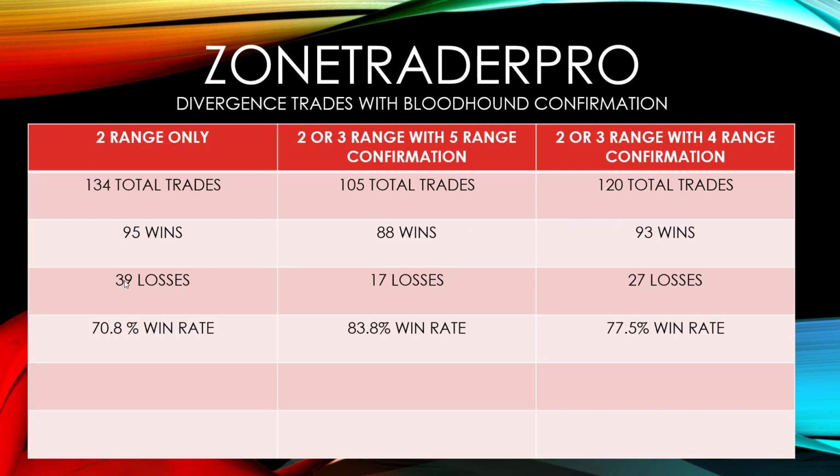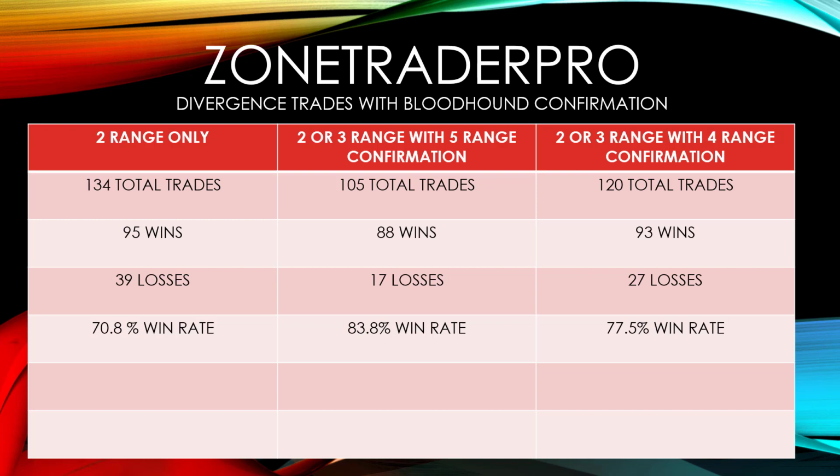But here's where we really make a difference, and that's in our loss. You can see that when we only went in with the 2-range chart without confirmation, we had 39 losses, and that gave us a win rate of 70.8%. But when we added that confirmation, we had only 17 losses, giving us an 83.8% win rate. And you see how the losses go up when there's only a 4-range confirmation, giving us a 77.5 win rate.